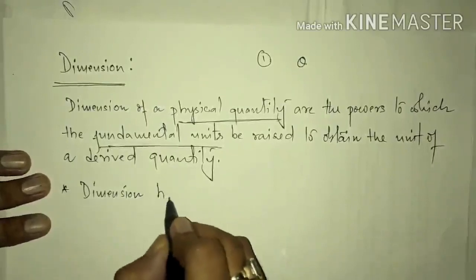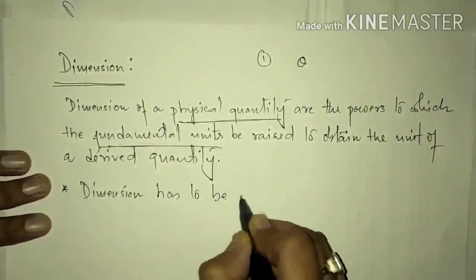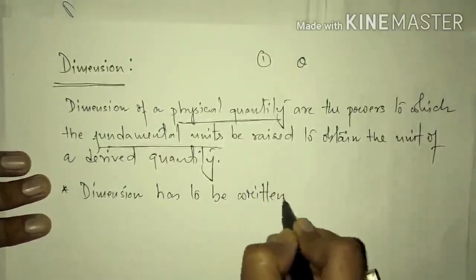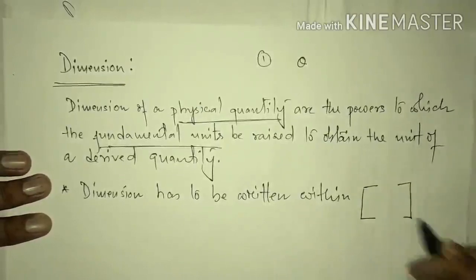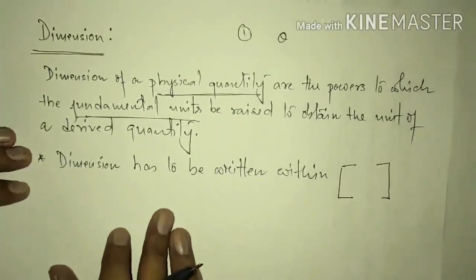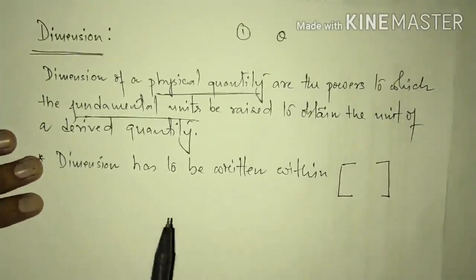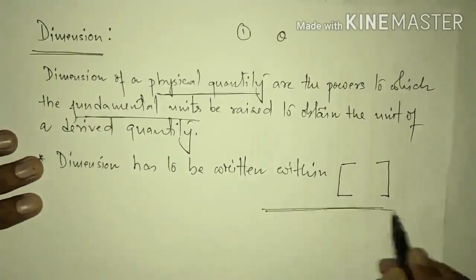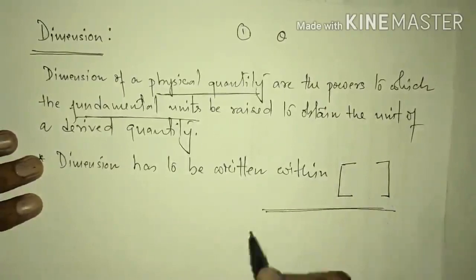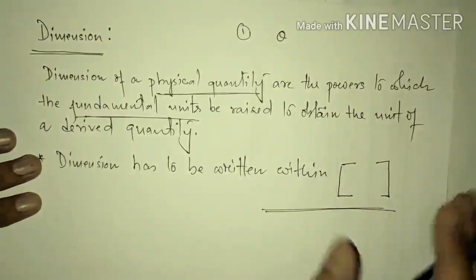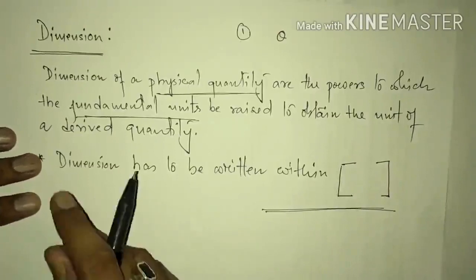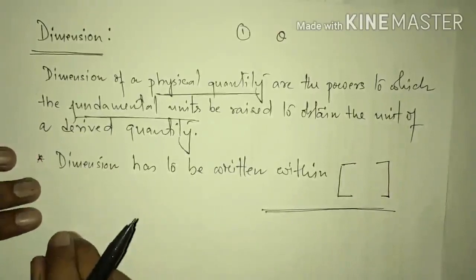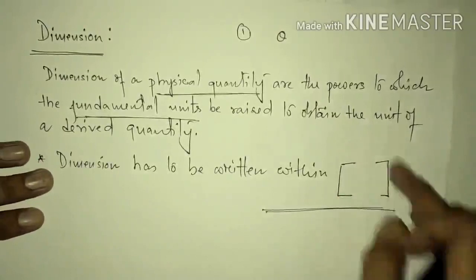Dimension has to be written within third bracket. This is a rule, you can say. Dimension of any physical quantity has to be represented, has to be written within this third bracket. So from now onwards, we have to be cautious about putting third bracket while we represent any physical quantity. For example, so this is the dimensional symbol actually.